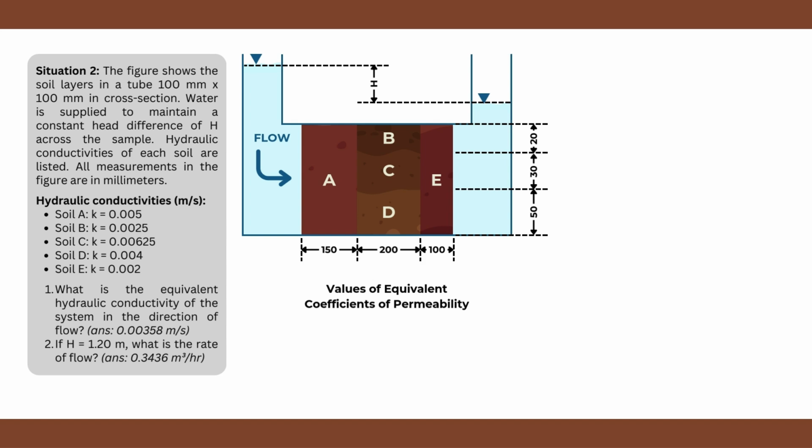For this case, ang hahanapan muna natin ng equivalent coefficient ay layers B, C, and D. Since ang positioning ng layers nila ay parallel to the direction of flow, ang gagamitin nating formula to solve for their equivalent hydraulic conductivity is as shown in the screen. K sub H is equal to the summation of the soil layer heights multiplied by their individual hydraulic conductivity values divided by the total height of the soil layers combined.